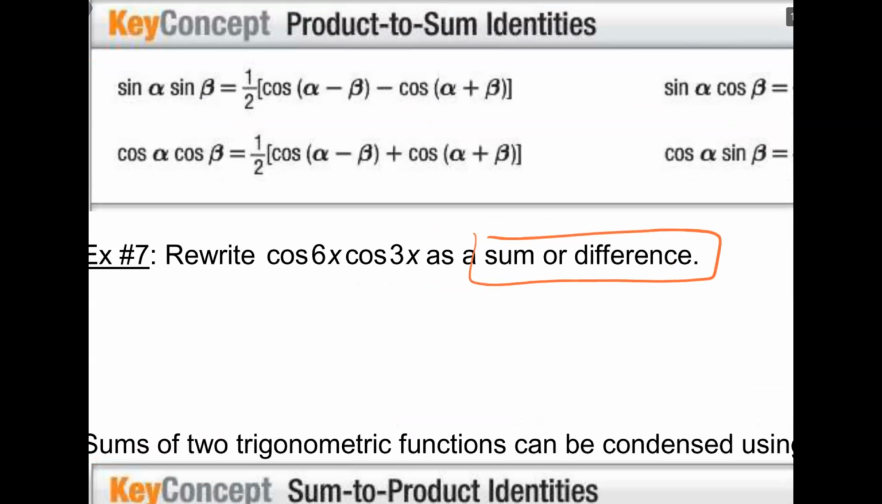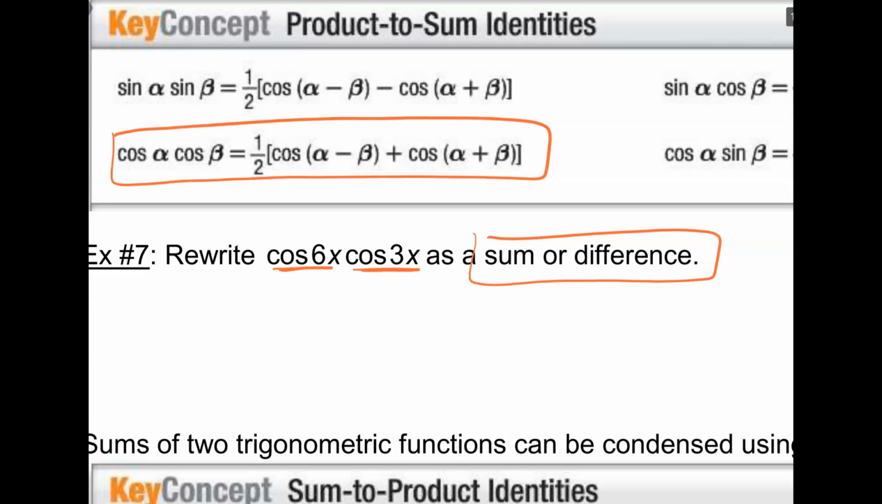So let's rewrite cosine 6x times cosine 3x. How do you recognize what to use? I am multiplying 2 cosines together, so I'm just going to be plugging into this identity. 6x is going to be the alpha I'm going to use. 3x is going to be the beta, which is just the second angle. Really, when do you use this? You want to use this when multiple trig functions have different angles, especially angles that you don't know.